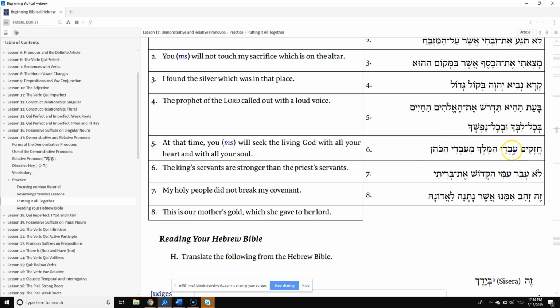We had the strong servants of the king, and now we have from the servants of the priest. The problem is if we just try to translate all this together, the strong servants of the king from the servants of the priest, that doesn't mean anything. We could put a to-be verb in here. The strong servants of the king are from the servants of the priest, but again, that's not a great sentence.